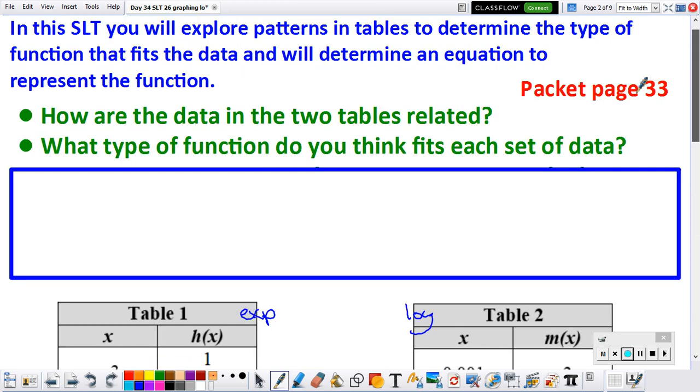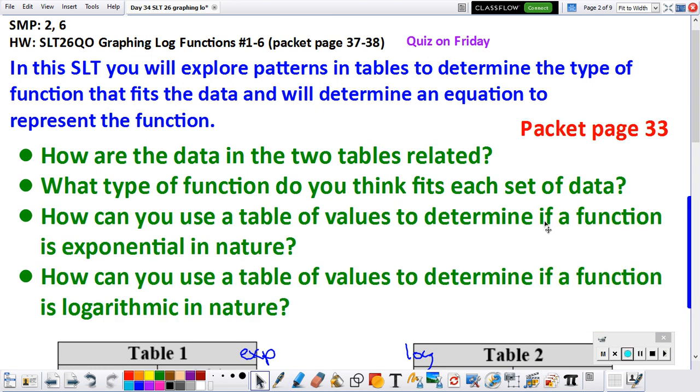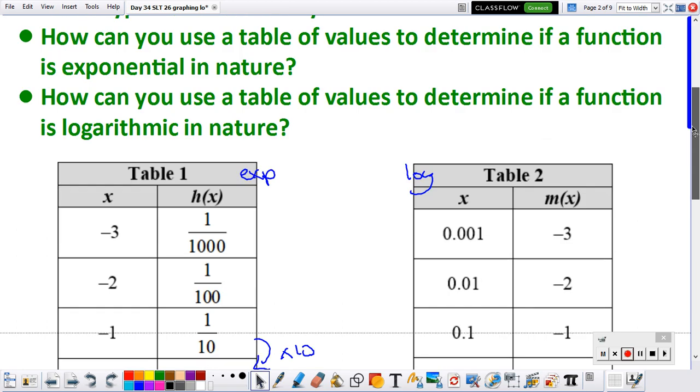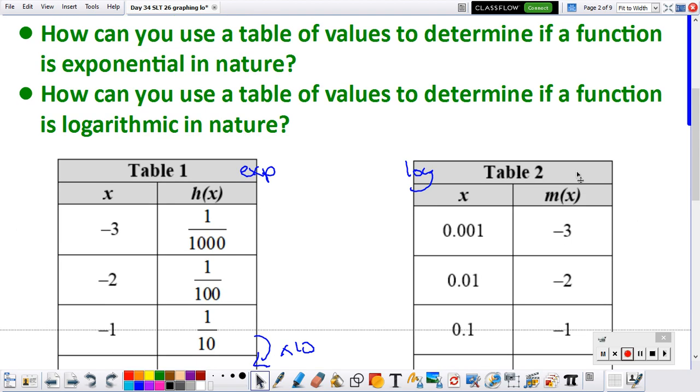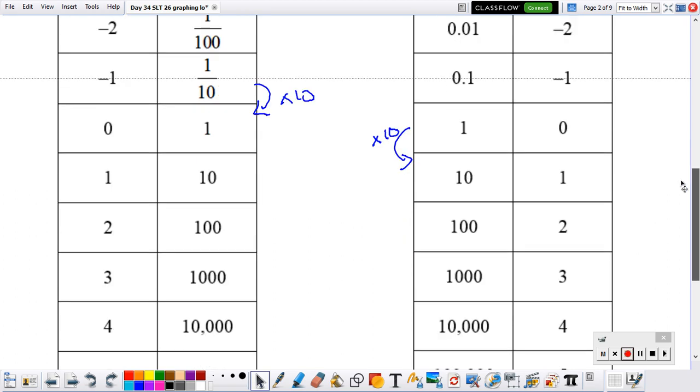Okay, so next question I want you to consider. How can we use a table? Well, we just answered those questions. If it's got a multiplication pattern on the y values, it's exponential. If it's got a multiplication pattern on the x values, it's logarithmic. So let's take a look at determining these functions.